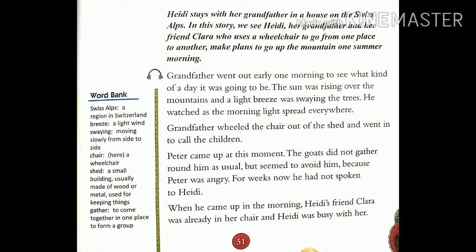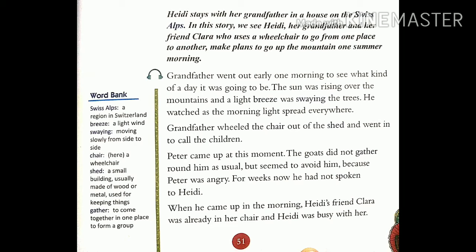So, children, as we saw before, Heidi stays with her grandfather in a house on the Swiss Alps. In this story, we see Heidi, her grandfather, and her friend Clara, who uses a wheelchair to go from one place to another, make plans to go up the mountain one summer morning. Who make plans? Heidi's grandfather, Heidi and Clara, they made a plan to go up the mountain one summer morning.